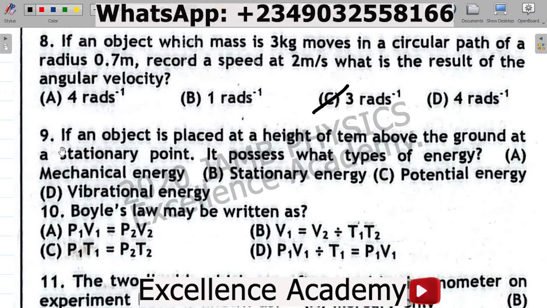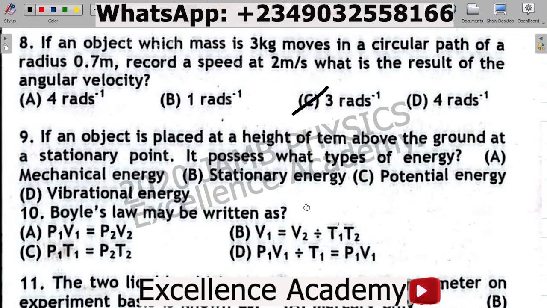Question number 9. Question 9 says, if an object is placed at a height of 10 above the ground at a stationary point, it possesses what type of energy? A, mechanical energy. B, stationary energy. C, potential energy. D, vibrational energy.